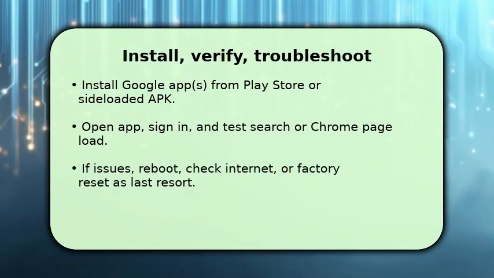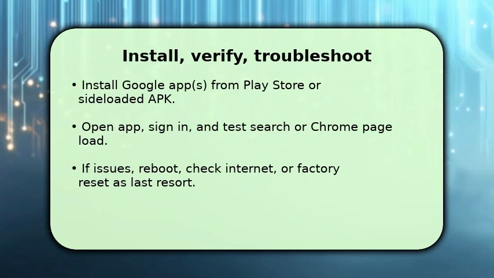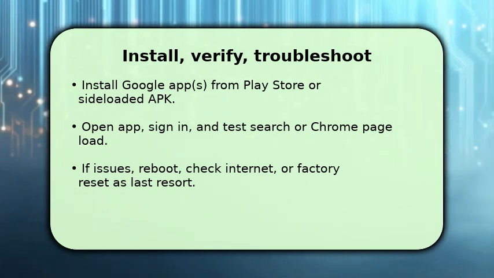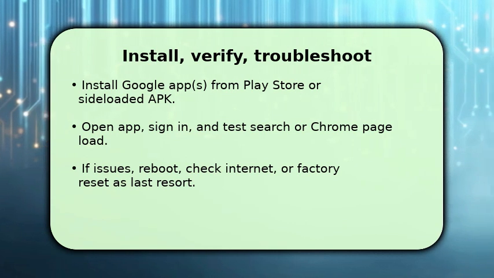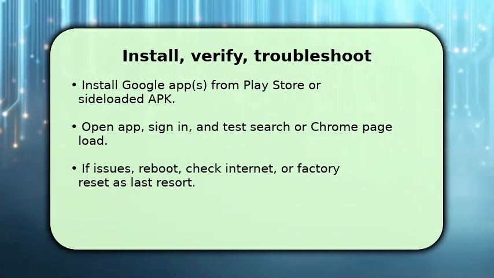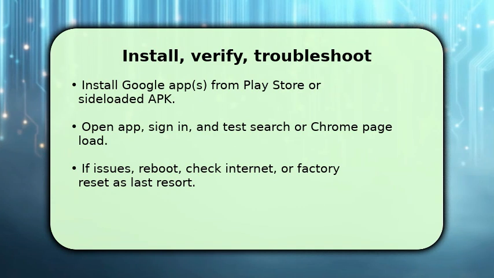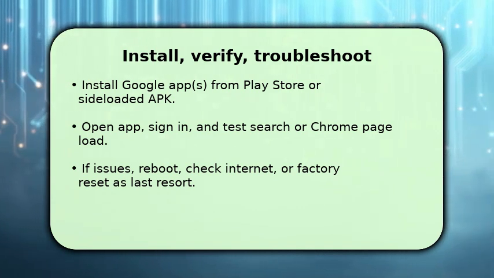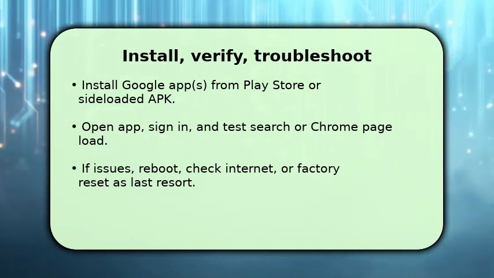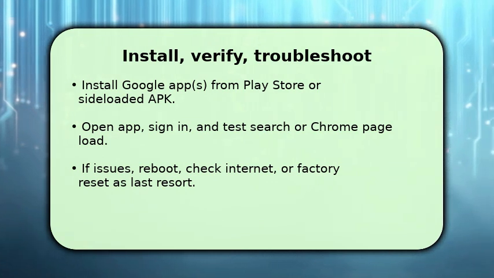You finish by installing Google Apps from the Play Store or the sideloaded APK, then open the app and sign in to verify functionality. Perform a quick search or load a web page in Chrome to confirm. If installation fails, reboot the TV and retry, then check your network and Google account status.